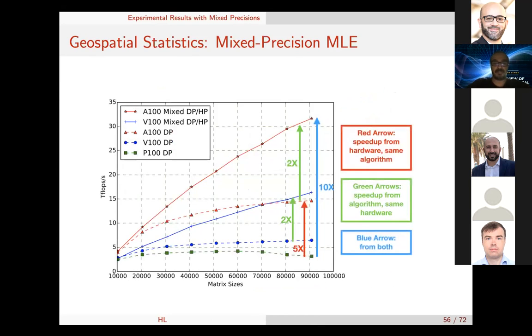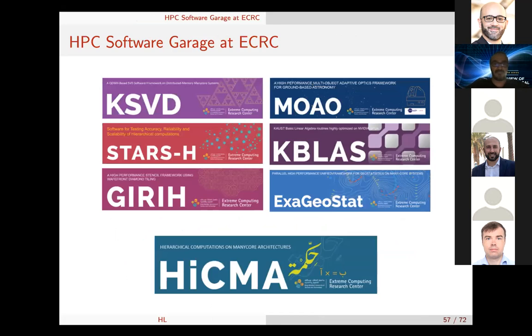Okay, I'm going to perhaps skip this. This is just again showing a plot with mixed precision, but the cool thing is that on the latest hardware from NVIDIA, the A100, you get really an order of magnitude performance boost when you apply mixed precision and the right algorithm. So this is some of the latest results we were able to generate on that system.